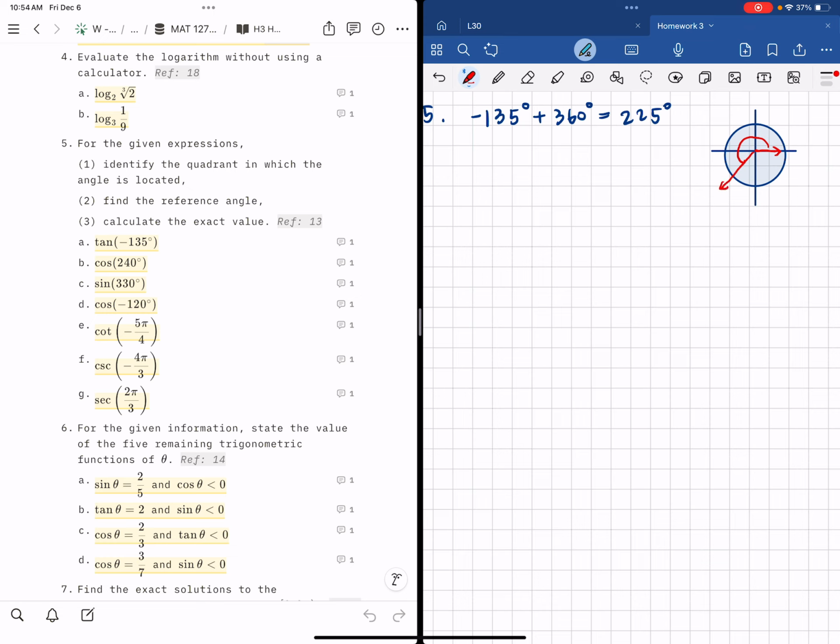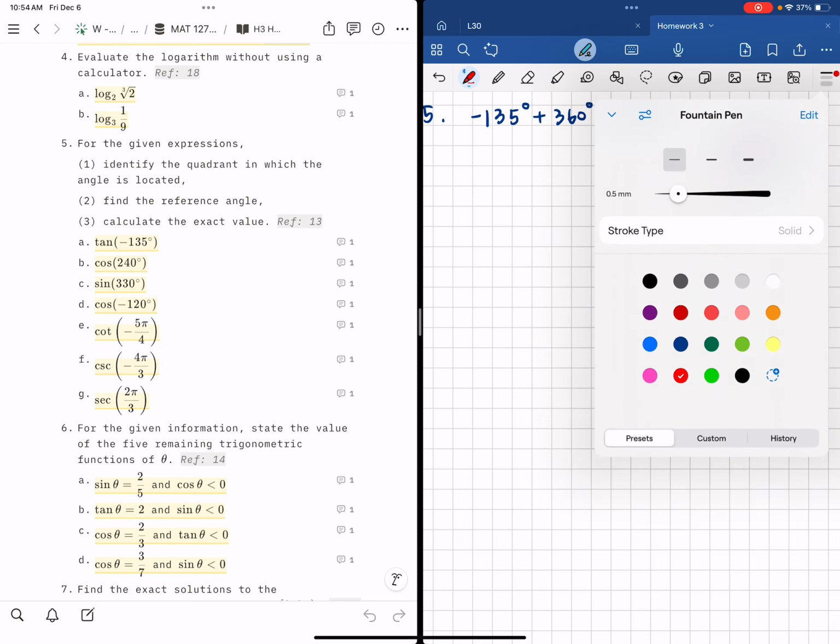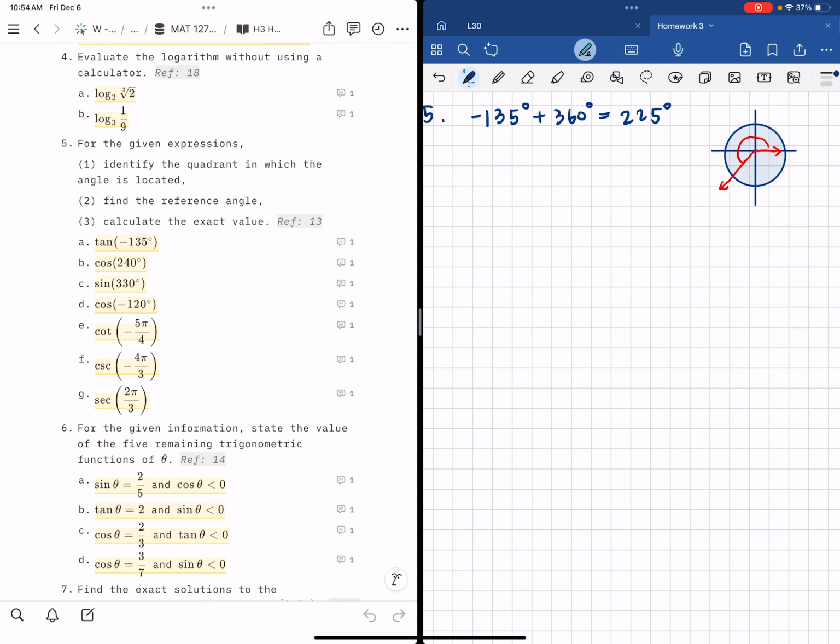If you do the negative 135, you will go clockwise. So it will be 90 degrees first and then 45. So it's the same place. But that tells us that the angle is in the third quadrant. So you just use the Roman numeral 3.